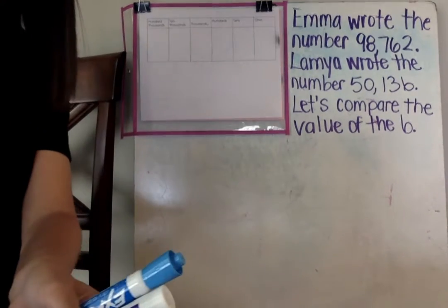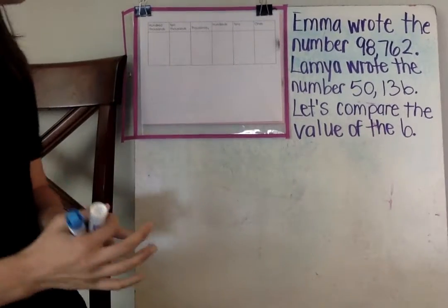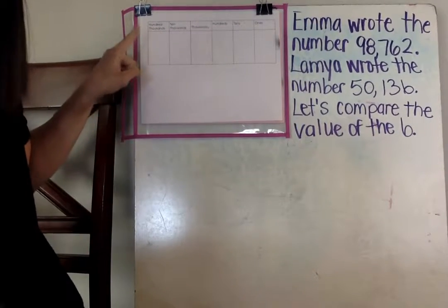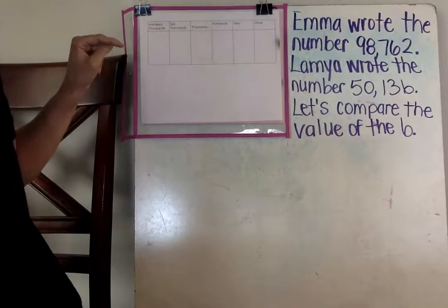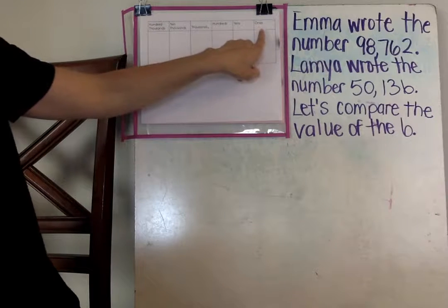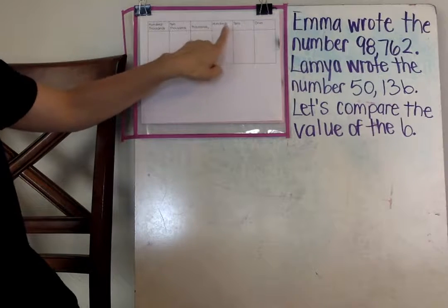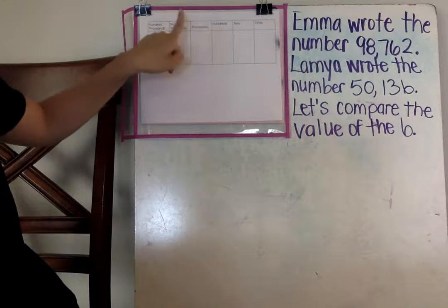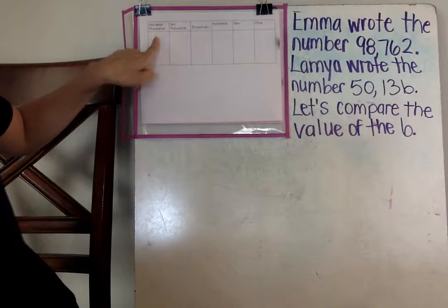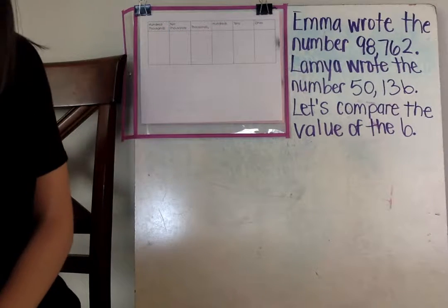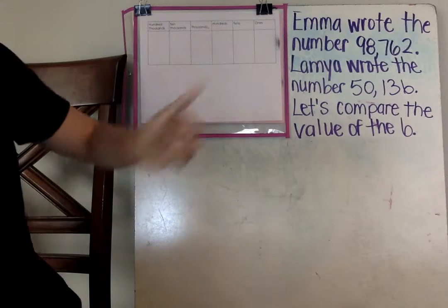I have the camera pulled up really close here so you can see our place value chart. Let's just review really quick what our place values are. We have ones, tens, hundreds, thousands, 10,000s, and 100,000s. Let's look at this problem.